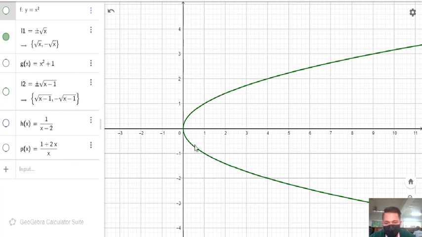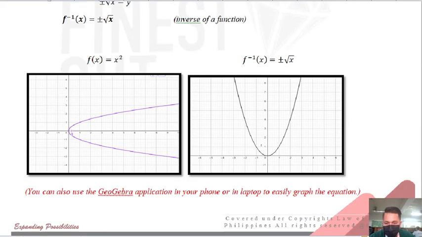Alright? So in this case, the domain is the set of all values of x such that x is greater than or equal to 0, while the range is all values of y such that y is a set of all real numbers. So, paano siya gawing notation? Balik tayo dun sa module natin.